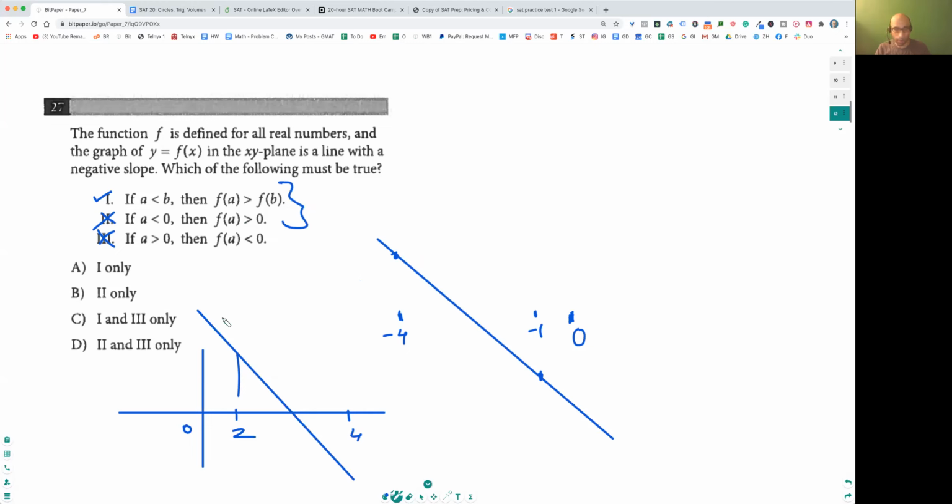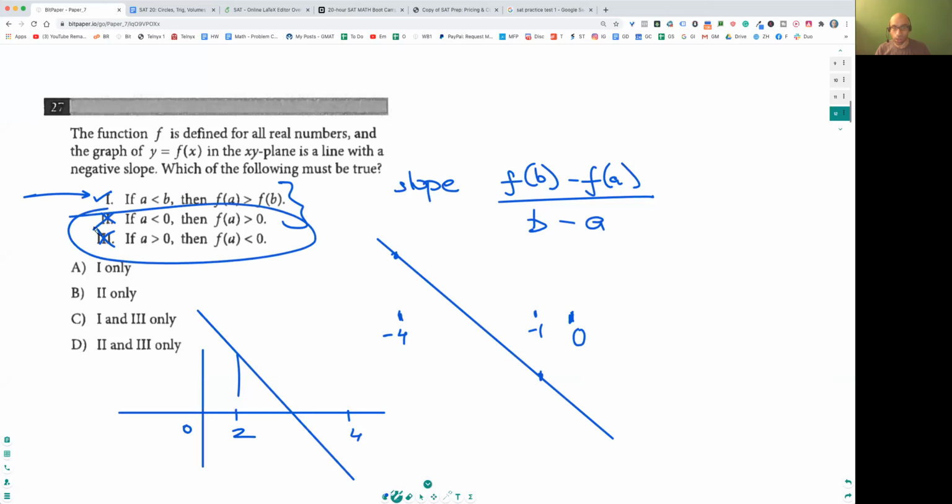So remember, only this one is true. This is not true, this is not true. This one is actually, you think about it, for the advanced students. Slope, this is f(b) minus f(a), which is y2 minus y1, and b minus a is x2 minus x1. So yes, only this one works. Both of these don't work, only this one works. This guy.